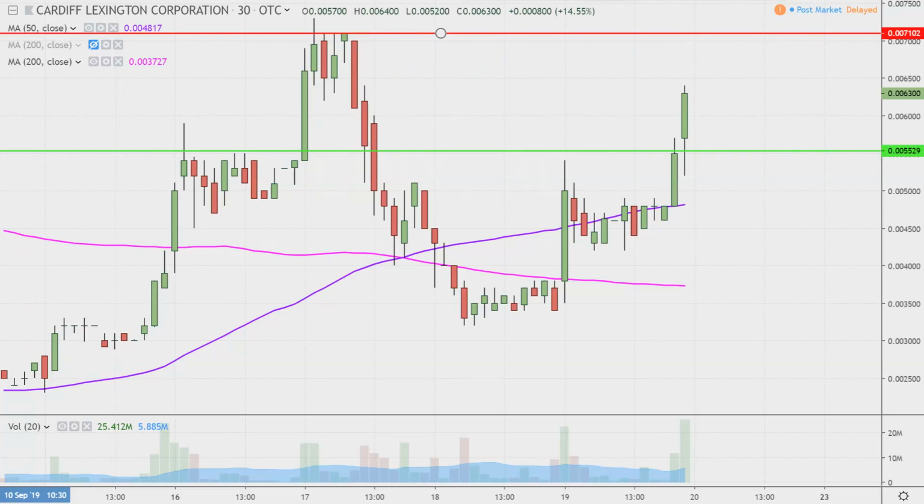But no doubt about it, very nice movement today, great volume, and not just a question of can the price build upon this breakout. Let's see what happens.